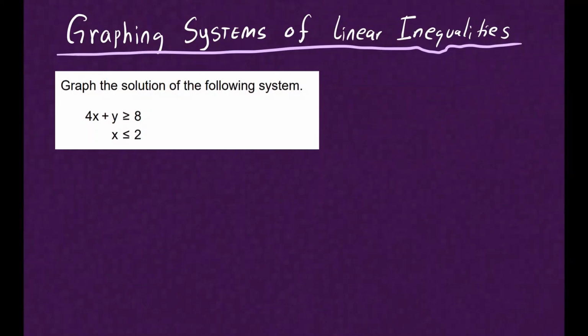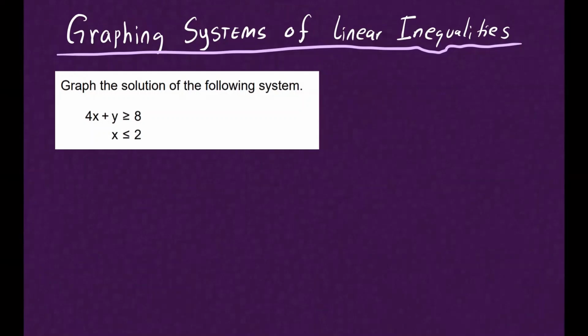Now we're going to learn how to graph a system of linear inequalities. So we have two different inequalities given. You have 4x plus y greater than or equal to 8. So you're going to graph that. You get a region. And you're going to also graph x less than or equal to 2. And wherever the two regions overlap, that's the solution region, we're going to call it, because that's the set of points where it will satisfy both of these inequalities, not just the first, not just the second, both of them simultaneously. So let's go ahead and do that.